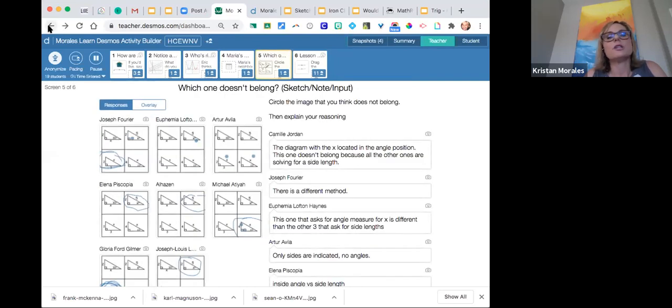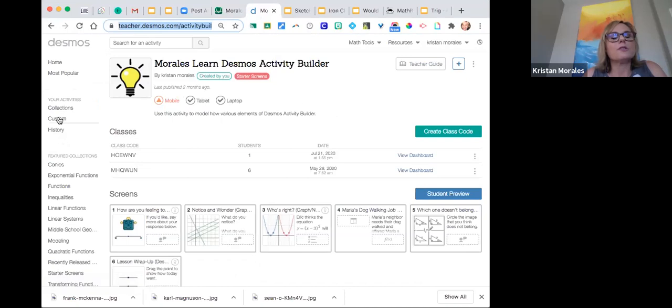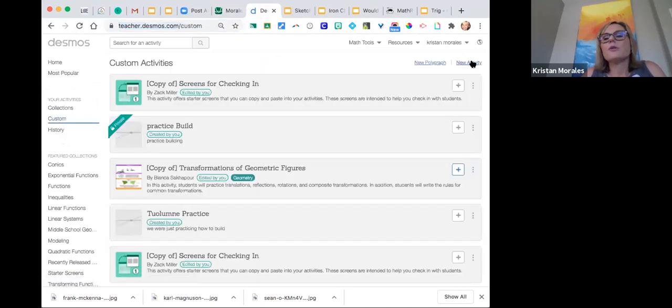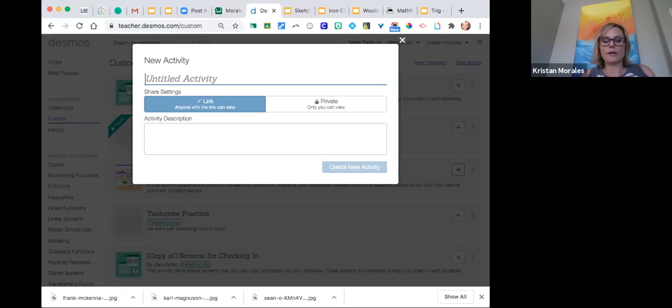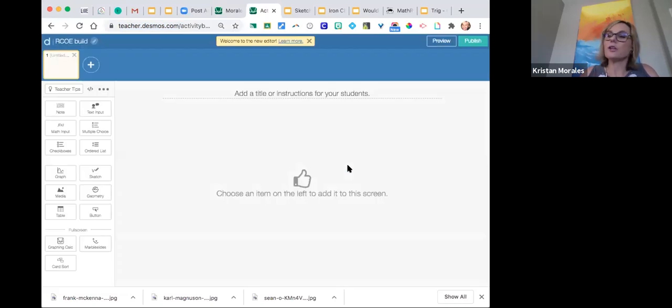So I'm going to go back to my teacher.desmos and let me get this up. Here we go. Okay, so I'm going to go to custom and then new activity, and I'm going to call this RCOE build. Okay. And let's go ahead and get started. And let's see if we can rebuild that activity that you did as a student. Now the robot screen came from the Desmos starter screens and you could get that in Desmos and copy and paste it into your activity.